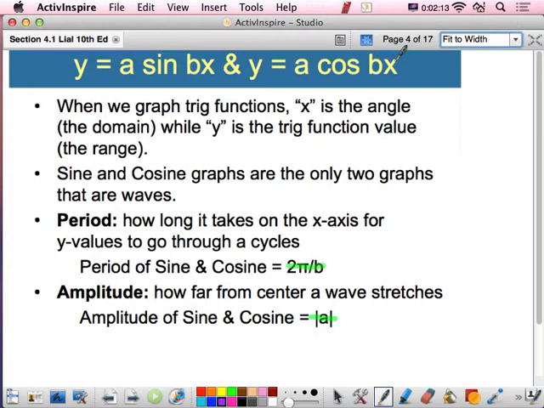Okay? When we graph trig functions, x is the angle, like that's your domain. It represents the angle. Whereas the y value of the function is the trig function value. So it'll come from your unit circle. Sine and cosine graphs are the only 2 graphs that are waves, and the period is how long it takes on the x-axis for the y values to go through a complete cycle.